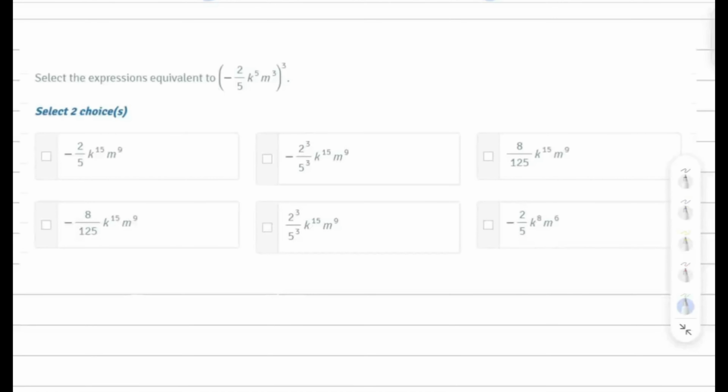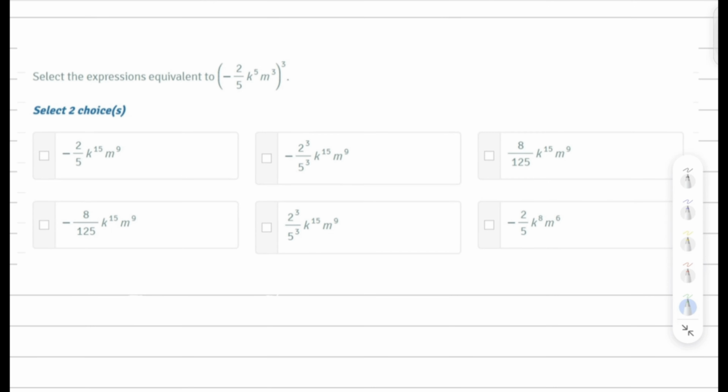Hello everyone, this is part 2 of the lesson Power of Monomials. In this part, we will solve more problems related to power of monomials.